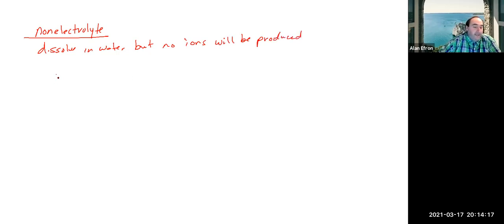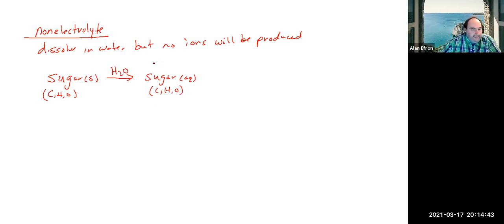So a common example would be something like sugar. Sugar is a solid, and if you put it in water, the arrow means we're dissolving it in water. You would get sugar that would be aqueous, a sugar solution. Sugar is basically carbons, hydrogens, and oxygen. It's a covalent molecule, same thing on both sides. But there's no ions that are formed because, again, this is covalent or molecular on both sides, so no ions on the product side. And what that means is you get no conducting of electricity.